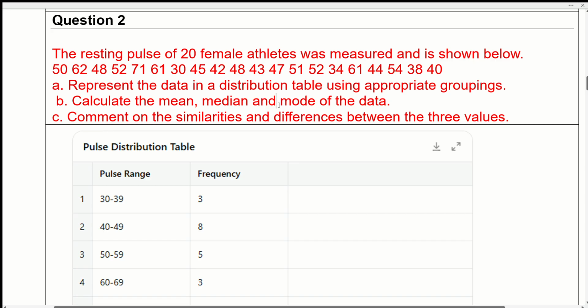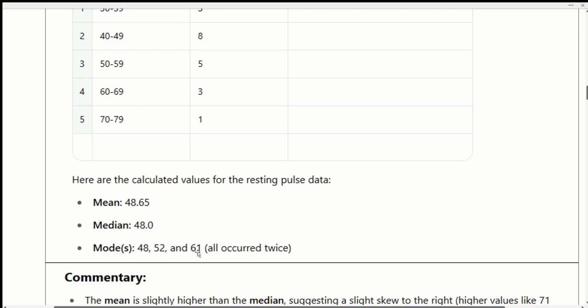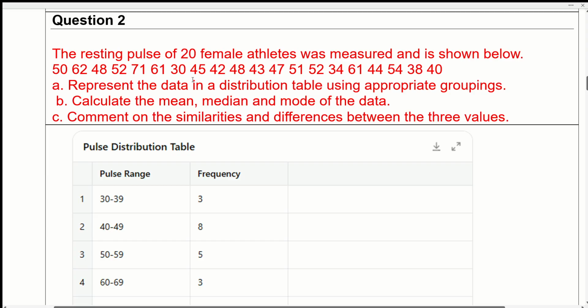Now the mode is basically the number of times a particular number is popping up within that sample. So in this case, it would be 48, 52, and 61. So it's all occurring twice within this data set if you have a look at it once you've grouped them together.